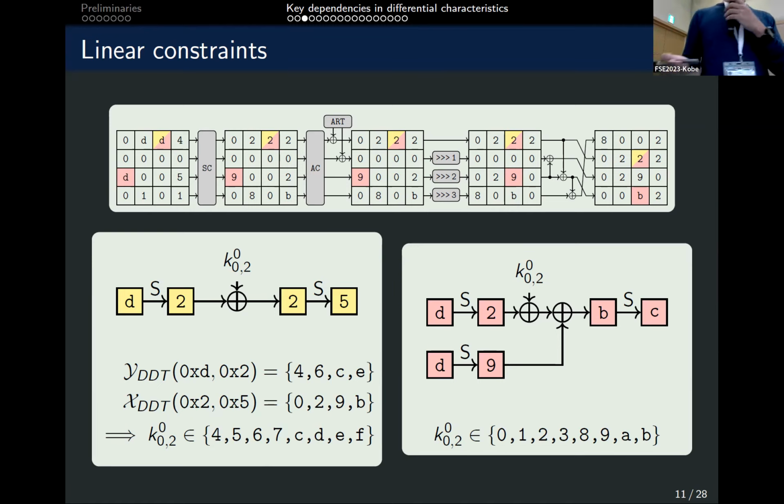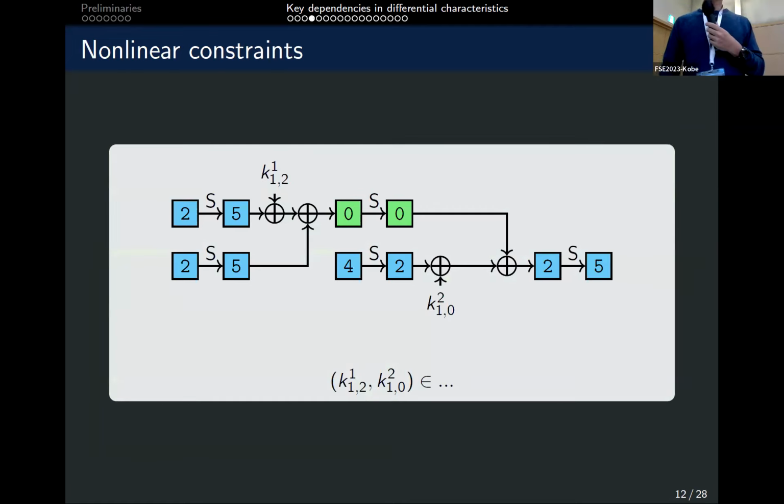So we call this kind of constraints the linear constraints, mainly because they do not actually involve any S boxes in the middle, but it's just the output or the input of the S box itself. The other type of constraints that we call the nonlinear constraints.